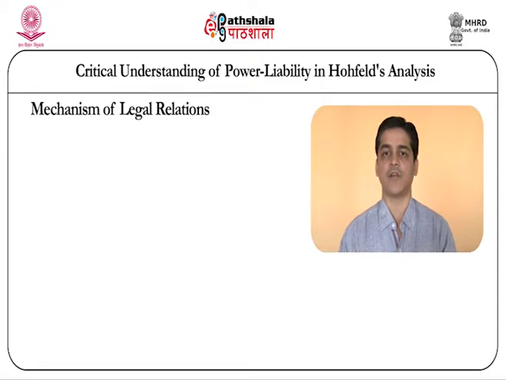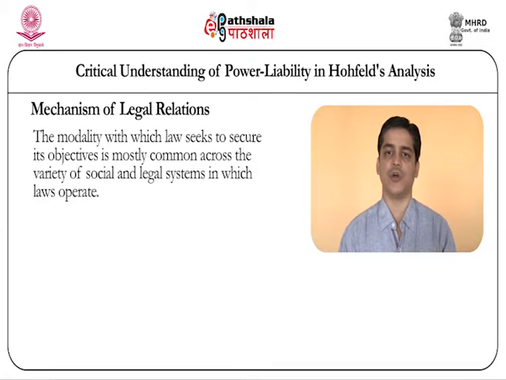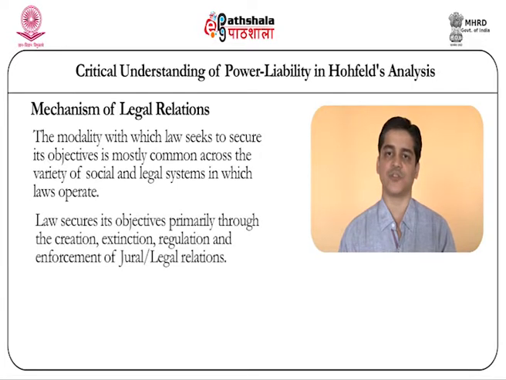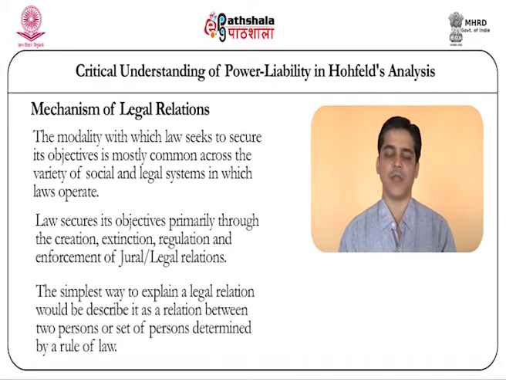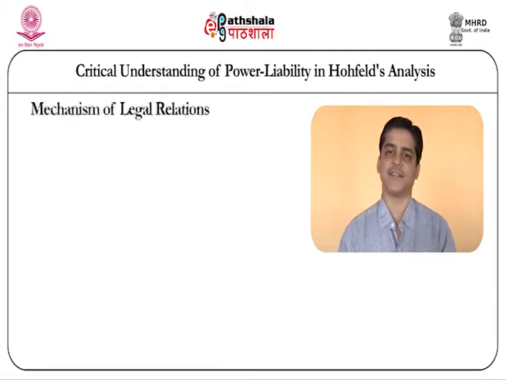Once we know that law has a purpose, the next question is, how will law achieve that purpose? As I've said earlier, the purposes of law might be different, but the modality through which law achieves its purpose is common to all. That is the mechanism of legal relations. Legal relations can be plainly put as the relationship between two entities determined by a rule of law. It is this creation of legal relations, modification of legal relations, elimination of legal relations through which law achieves its objectives. Let's take an example.